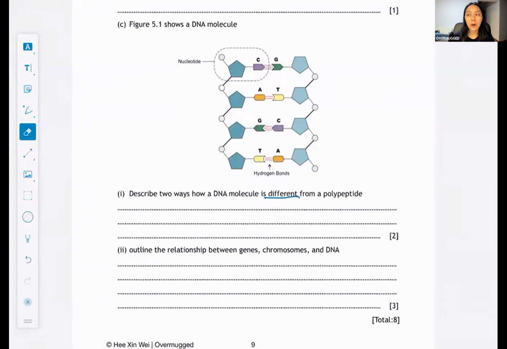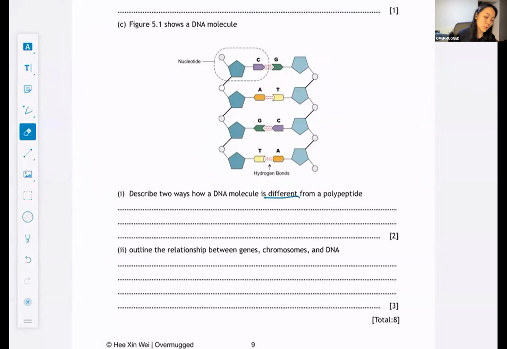And we can also talk about, when we talk about DNA, complementary base pairing between the nitrogenous bases, and there isn't such hydrogen bonding in the protein. Or you can say that the bond present in the protein is the peptide bond, things like that.